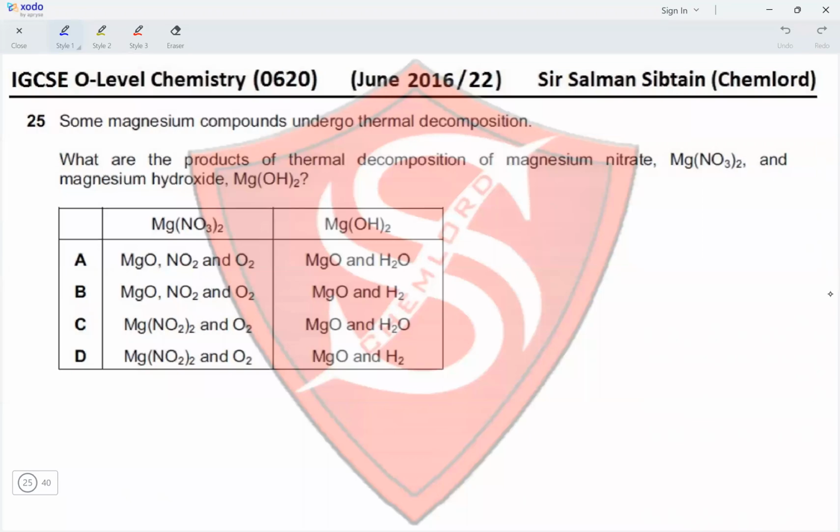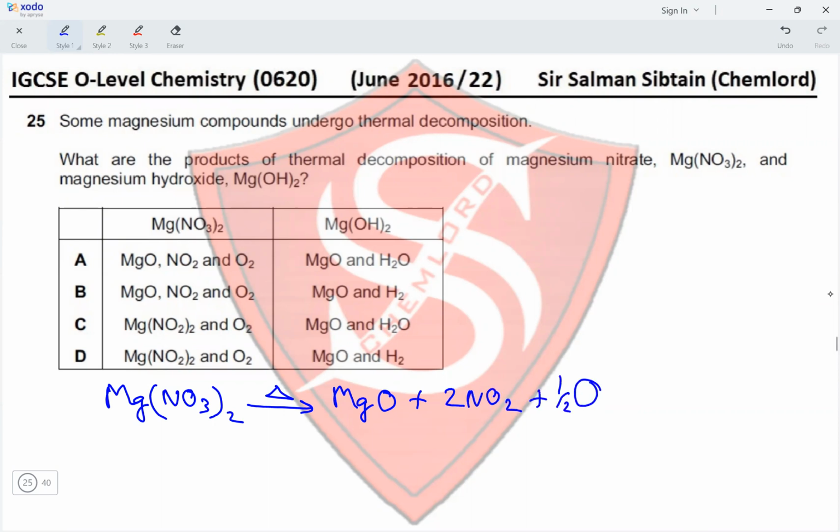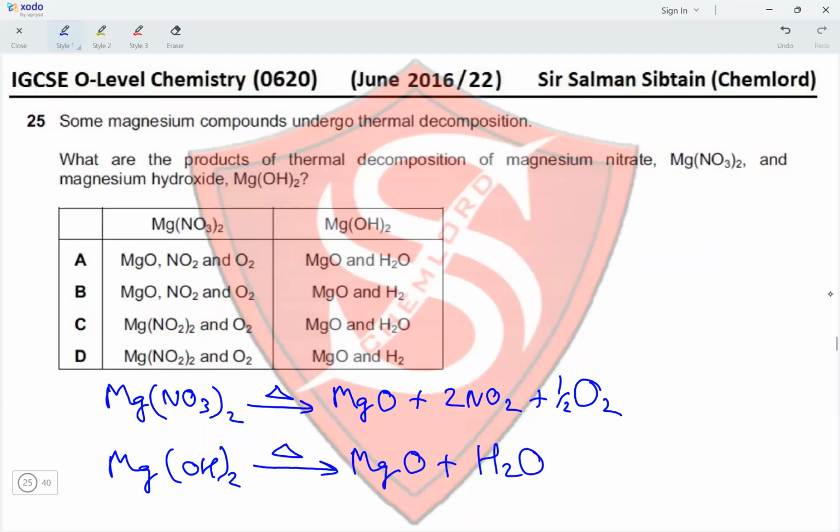Question 25. Some magnesium compounds undergo thermal decomposition. What are the products of thermal decomposition of magnesium nitrate and magnesium hydroxide? Magnesium nitrate undergoes thermal decomposition to produce magnesium oxide plus nitrogen dioxide plus oxygen gas. And magnesium hydroxide is decomposed to magnesium oxide and water. Since the temperature is high, this would be water vapor. So magnesium oxide, nitrogen dioxide, and oxygen is correct, which eliminates options C and D. And magnesium oxide and water vapor are correct, which eliminates option B and makes option A the correct option for this question.